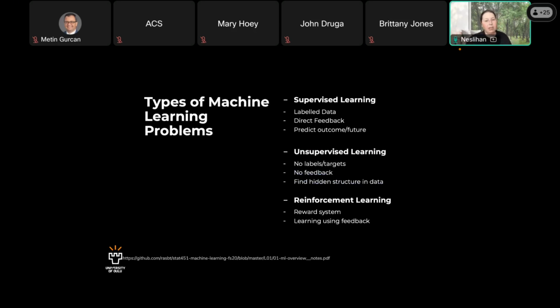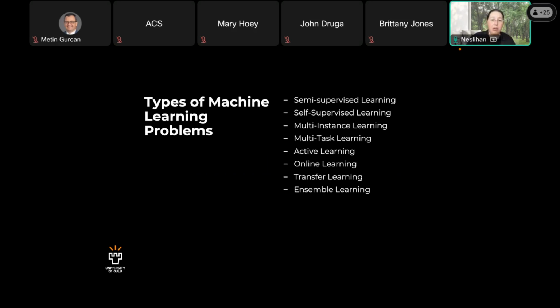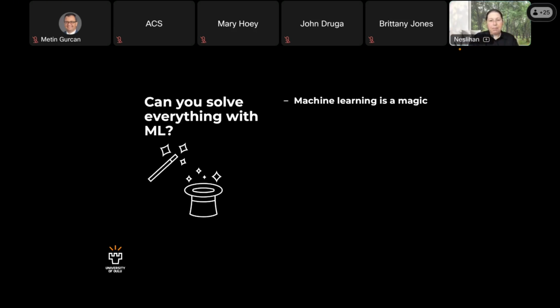And I have been talking about the supervised machine learning problem in this talk, but there are 3 broad categories of machine learning. The most developed branch is supervised learning. The other 2 broad categories are unsupervised learning and reinforcement learning. We can also have semi-supervised learning, self-supervised, multi-instance learning, multitask learning, active learning, online learning, transfer learning, and ensemble learning.